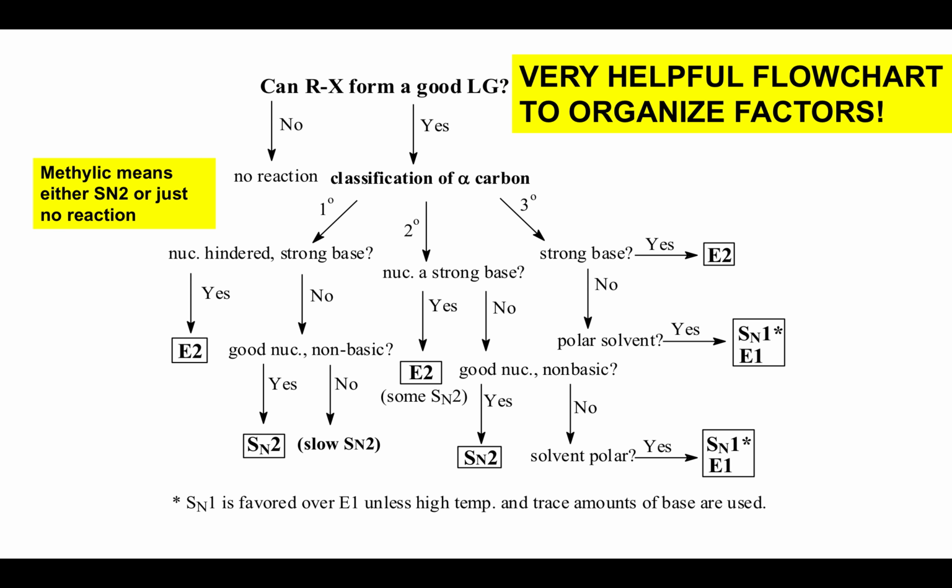Now, I want everyone to screen cap this slide. This is a flow chart that will help you determine as accurately as possible, or have a good sense of, what reaction will happen based on your substrate, whether it's primary, secondary, or tertiary, and based on your reaction conditions. So if you have a strong base, a bulky strong base, a good nucleophile, a polar aprotic solvent or a polar protic solvent.